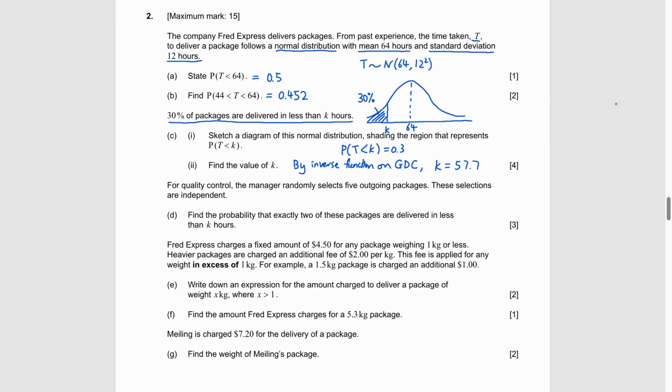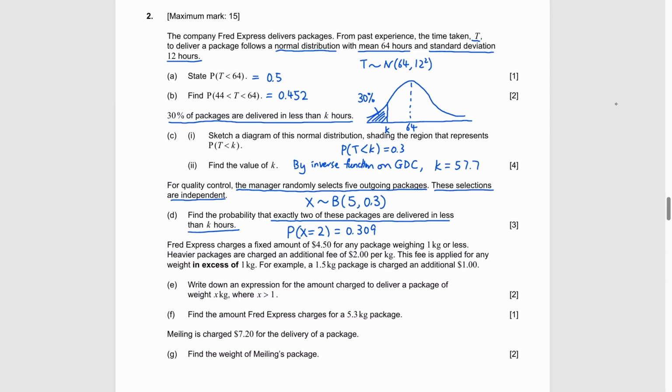Next, the manager takes 5 packages. If we let X be the number of packages delivered in less than k hours, then X follows a binomial distribution with n equals 5 and p equals 0.3. For part D, we want to find P of X equals 2. The calculator gives 0.309.